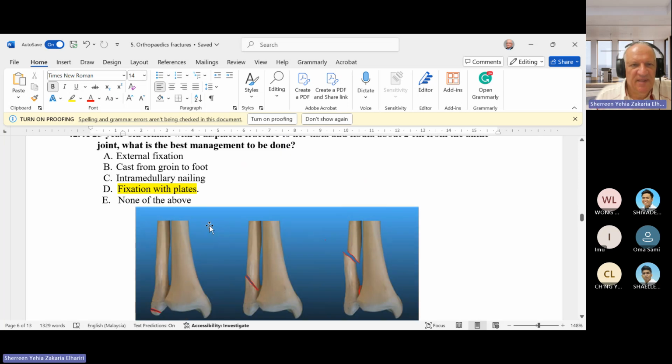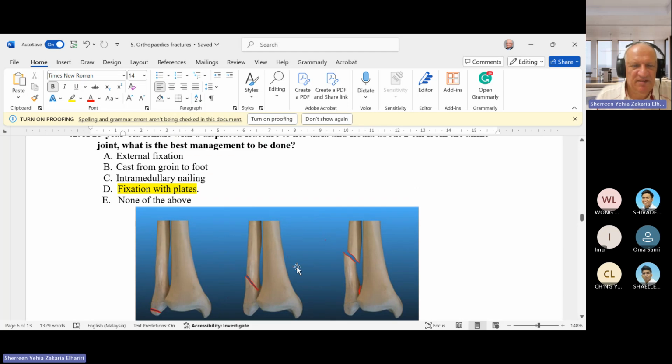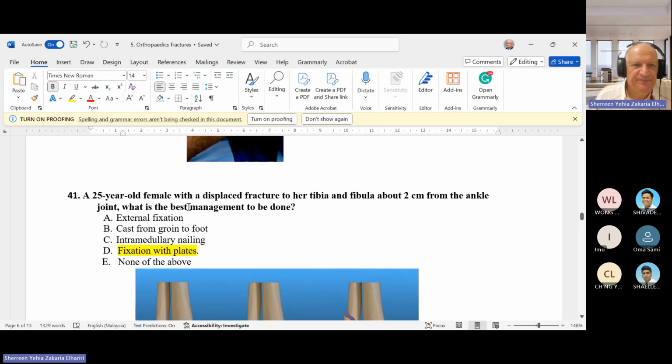Okay. We go back to fracture of the tibia and fibula. We have a lot of debate, but usually if you find a small segment like this, it is better to fix it, because plaster cannot work on a short segment. So, a 25-year-old female with a displaced fracture of the tibia and fibula 2 cm from the ankle, so a short segment. The better management is fixation by plate and screw.